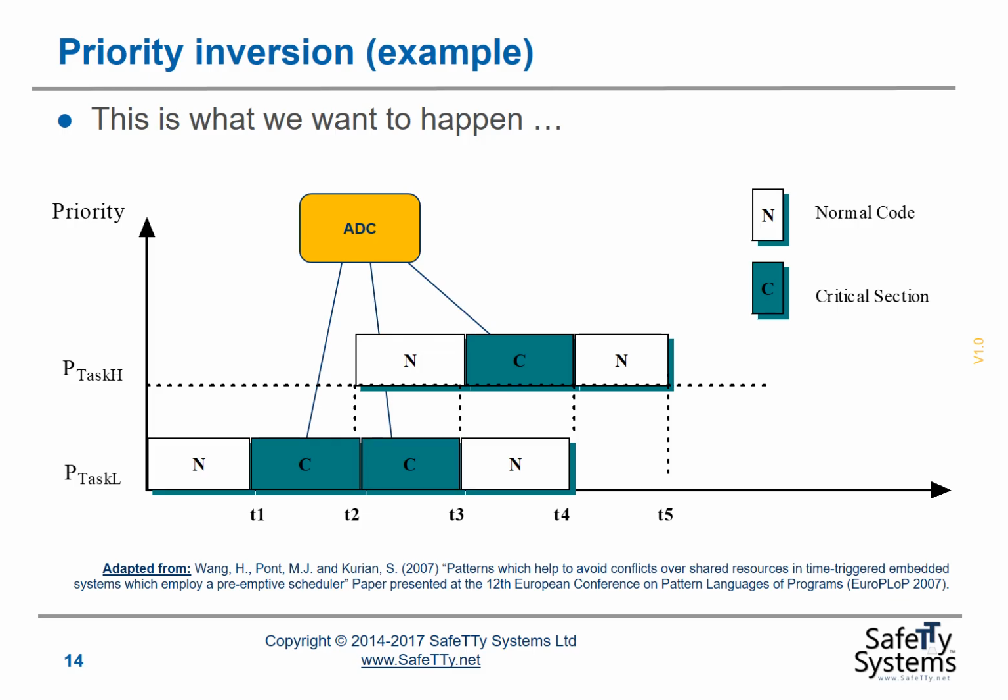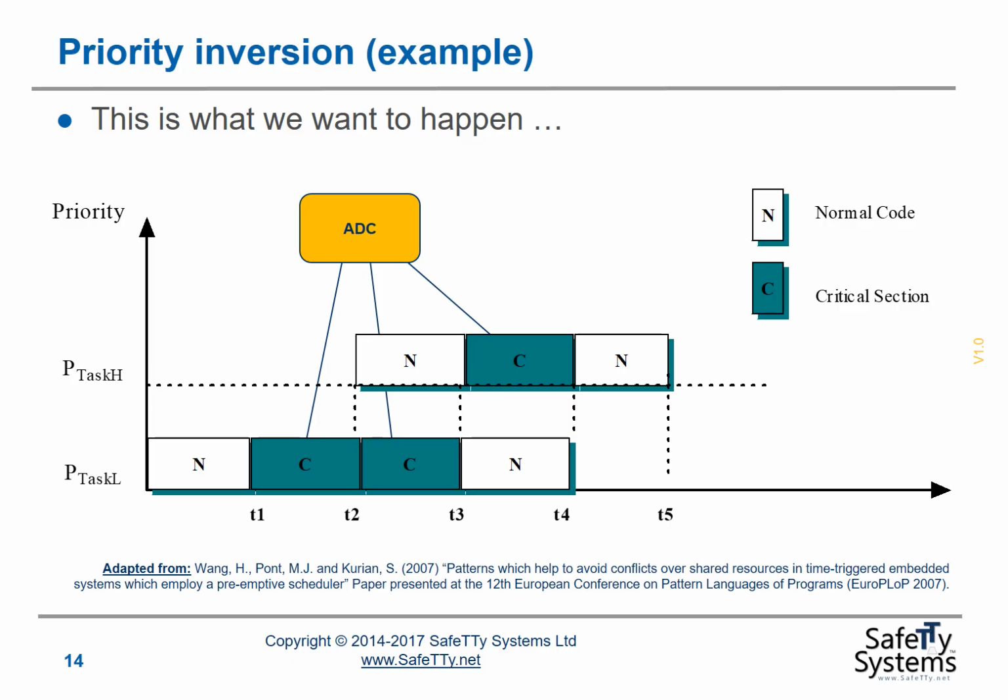So this is what we want to happen in our design, we'll assume. We're expecting that our normal code will run for our low priority task. If we ignore the critical section for a moment, ignore the ADC, what we would expect to happen without any of these complications is we would expect the low priority task to run until we got to this point. Then we would expect the high priority task to run, and then we would expect the low priority task to complete. That is what we would expect to happen if there were no shared resources.